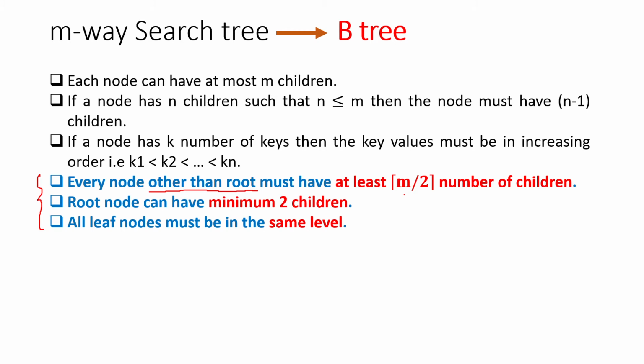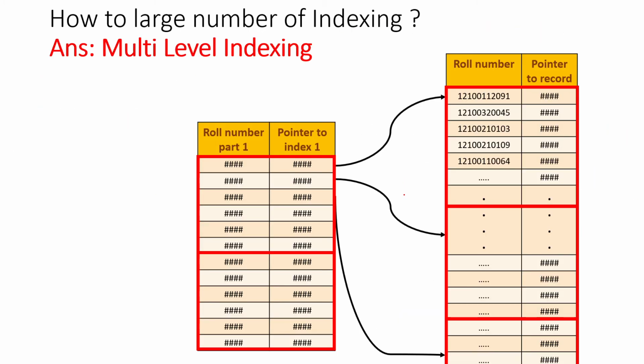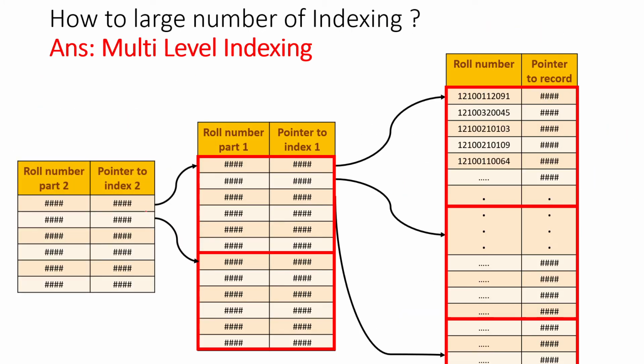The second point is that the root node can have a minimum of 2 children, and this is required. When you are creating a root node, you must have at least 2 children. That means in this tree, if I forget about this 4th part and consider only these 2 parts, this root node contains only these two.